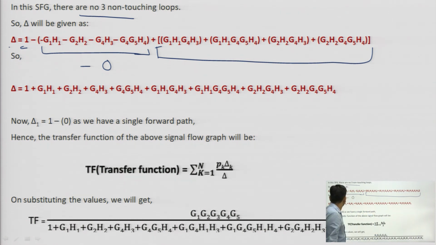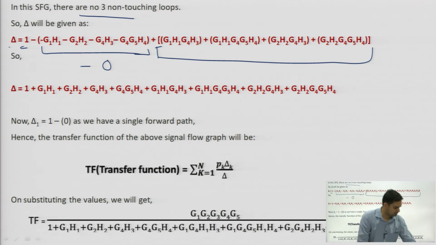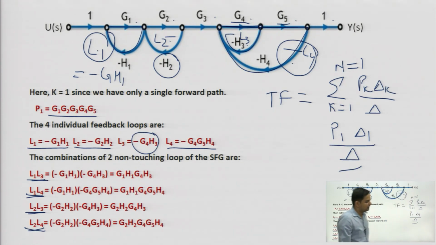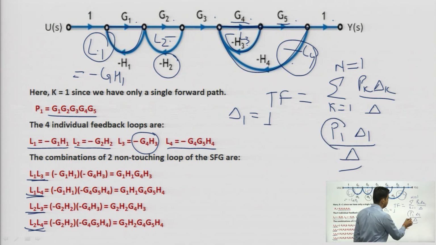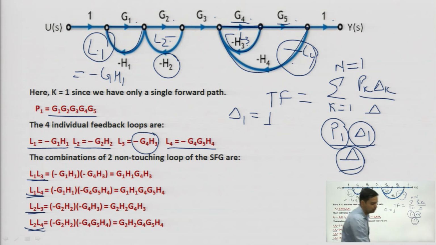So what would be the value of delta 1? For delta 1 you have to see whether there is any loop which is not touching the forward path P1. No, here every loop is touching the forward path P1. So we can say the value of delta 1 is equal to 1. From here we know the value of P1, delta 1 and delta, so put them in this formula to calculate the transfer function.